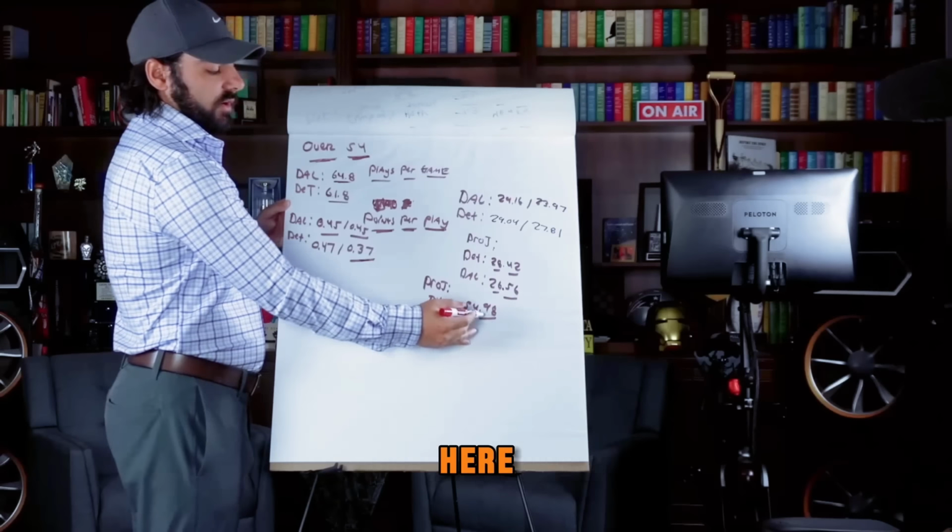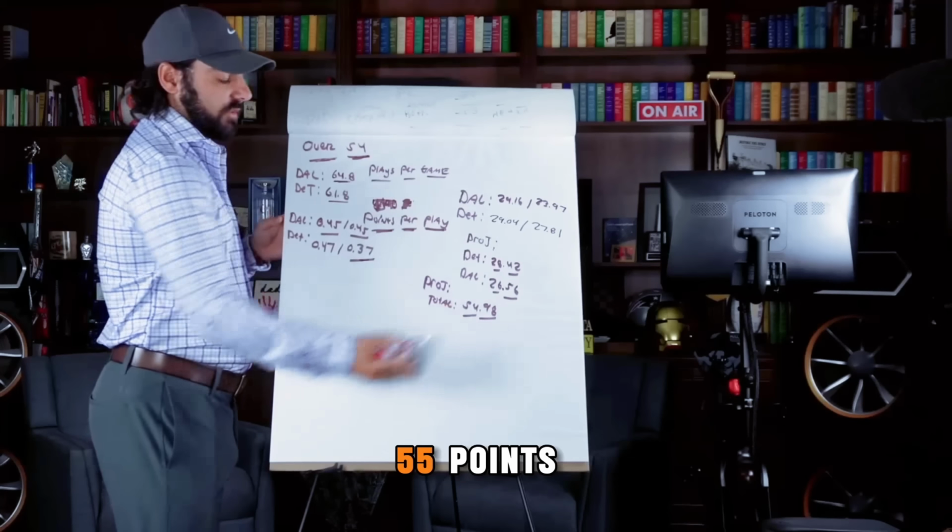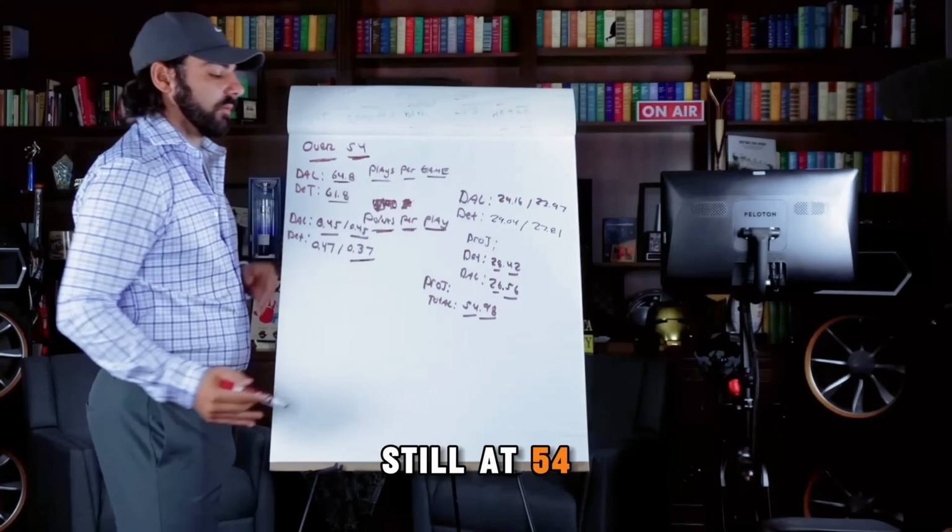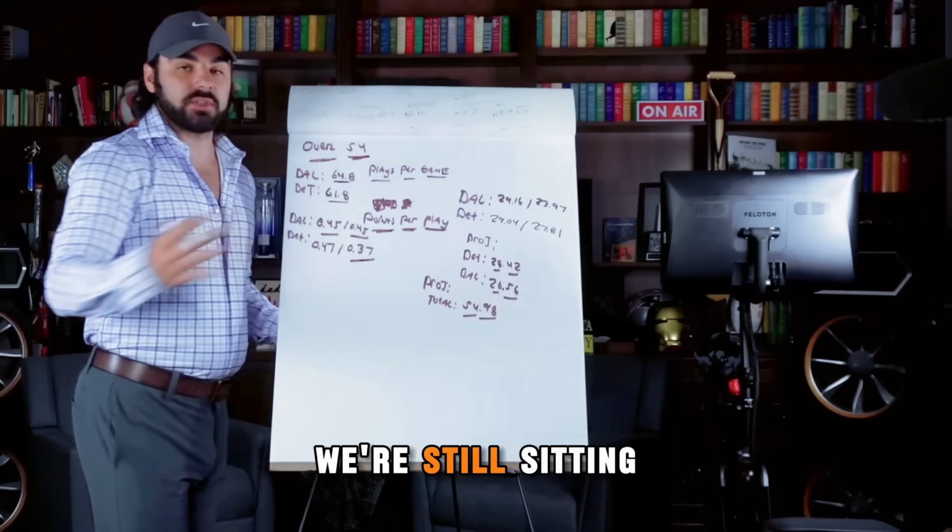We still got an extra point here because actually we're at 55. That's pretty much 55 points. The line is still at 54. So projected score-wise, we're still sitting pretty good.